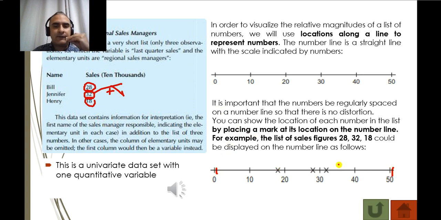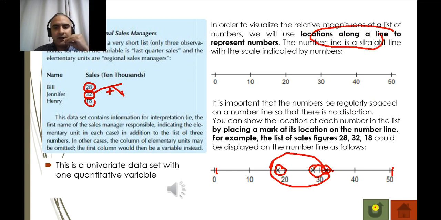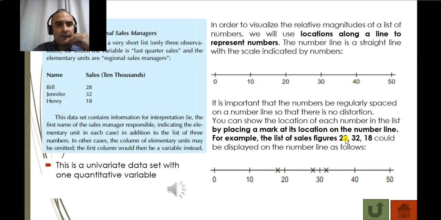So I can say, for example, there's a 28, there is a 32, and there is the 18. That means in this data set, the majority of the data is concentrated within this area. So I'm going to represent the numbers along a line. That makes it very easy to understand. We're going to see concentrations of the different numbers now.